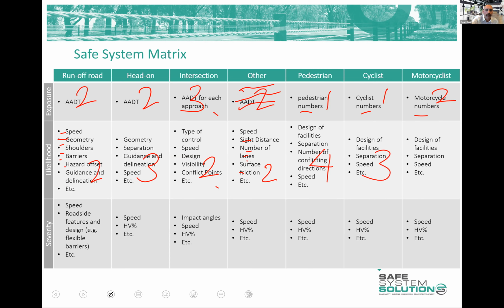Motorcyclists, well, I mean, they're going to be subject to a lot of these crashes anyway. So I'm going to put a 3 there. You might even go a 4 because they have more inherent instability and they're harder to see and all of those things. So 3 or 4 to that. So you can see, as just the way I was sort of talking about it.